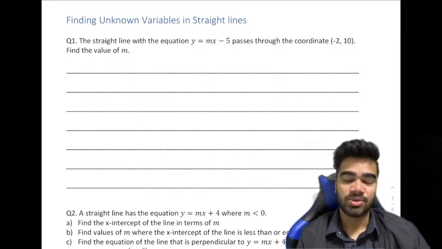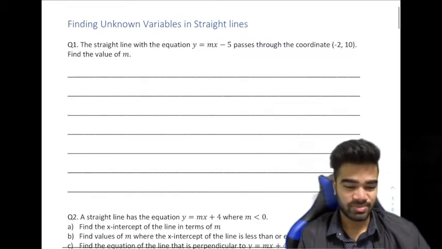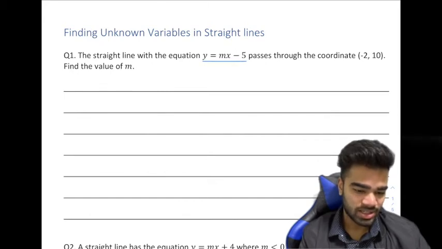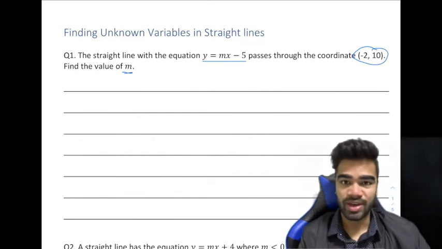In this lesson, we're going to be solving for an unknown variable in our straight lines, okay? So let me just explain with an example. Have a read of question 1. Question 1 says the straight line with the equation y is equal to mx minus 5 passes through this coordinate, and we need to find the value of m, okay?